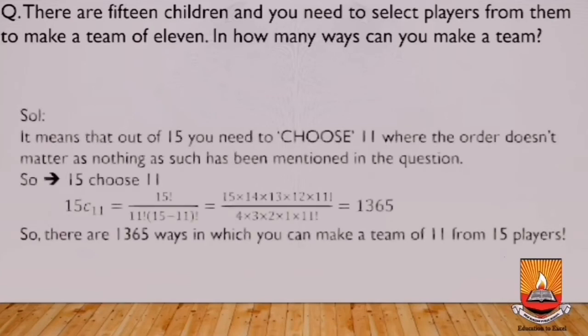Assuming you have done that, let's see the solution. It means that you have 15 objects, you have 15 people, out of which you need to select 11. You need to choose 11. So that means you have to choose 11 from 15. 15 choose 11. So that is 15C11. And when you apply this simple easy peasy formula, you get it as 15 factorial upon 11 factorial into 15 minus 11 factorial, and you get the answer as 1365.